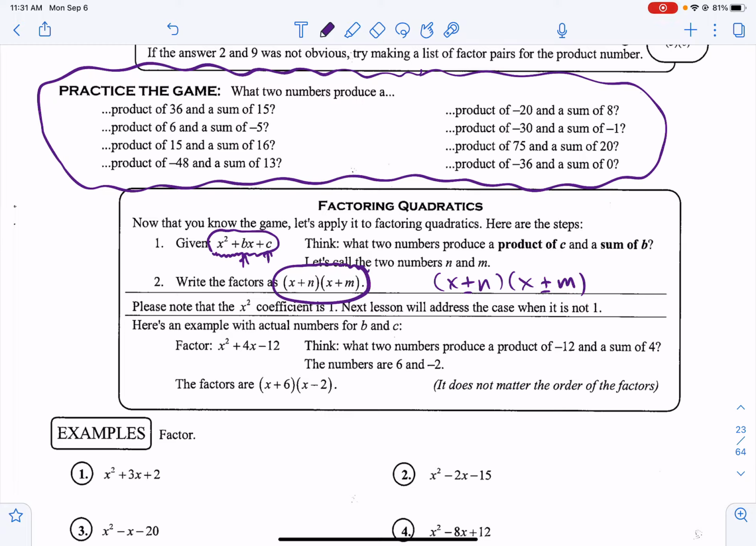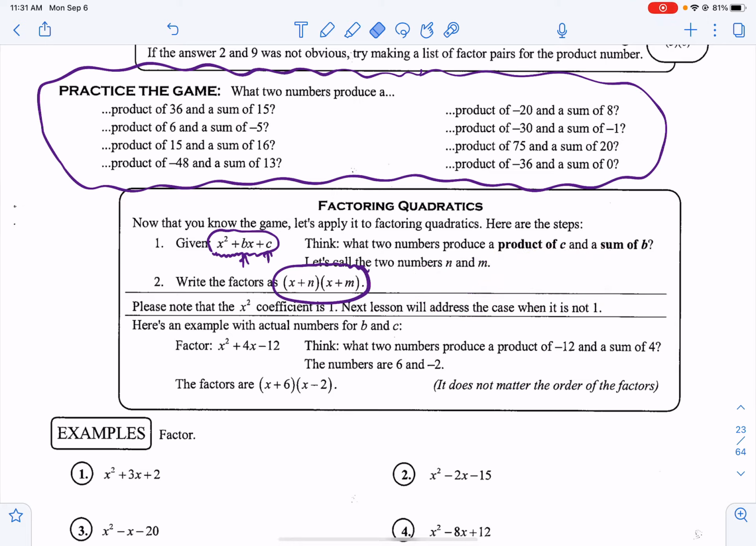And I know you're not used to doing that. You're used to factoring and just getting 2 numbers being multiplied together or factoring out a greatest common factor. But with quadratics, when you factor them, you get 2 polynomials being multiplied together. And you've never done that before. So here's how we're going to do it.